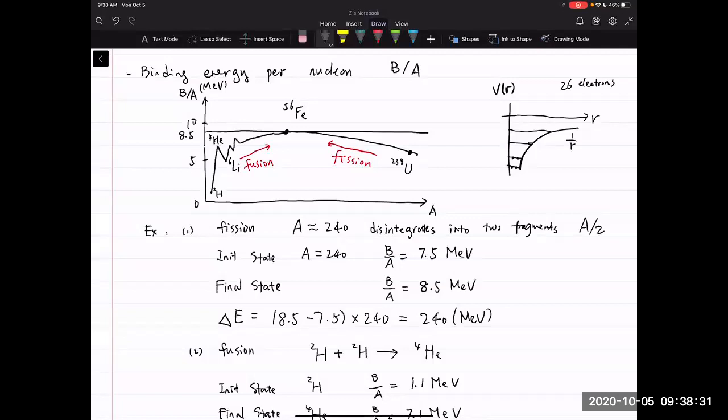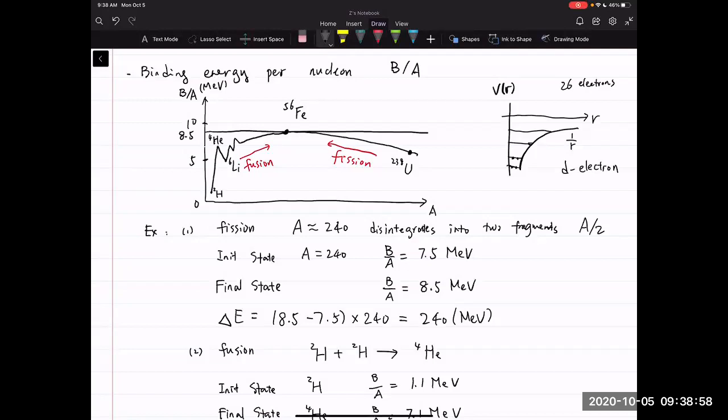So you want to put 26 electrons onto those states. The chemical properties of iron are really determined only by the outermost layer electrons. And for iron, the chemical property is determined by the so-called d electrons. We'll explain more about what a d electron is later on.